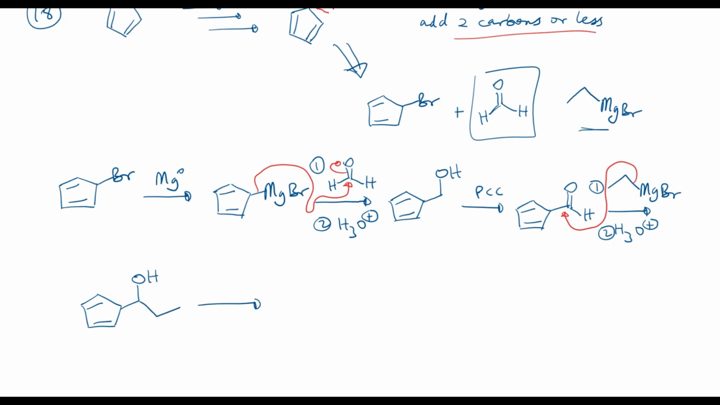To convert this to the eventual product, I will need to oxidize that secondary alcohol. And I can use PCC, or I could use any other strong oxidant. So PCC is a mild oxidant. I like using this a lot. So this converts this to a ketone. And that will be the synthesis to this problem.